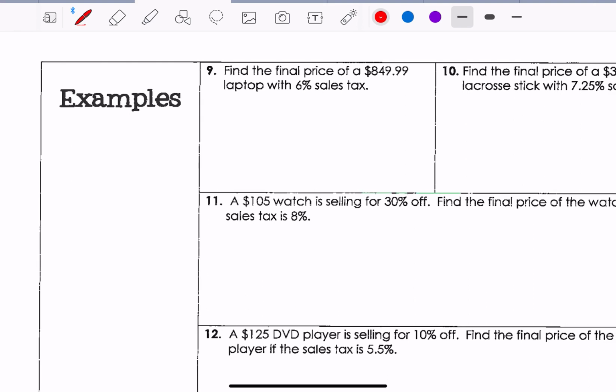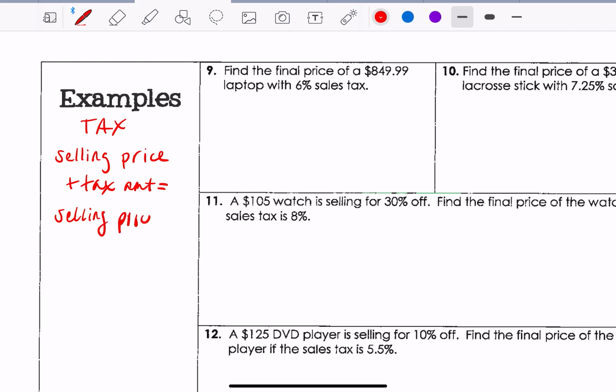So over on the left here, I just want to kind of review this. So tax, right? You're going to take the selling price. So when I say selling price, that's not always going to be the original price, because the original price may have been discounted, it may have been marked up, but the price they're selling it at is what you're going to pay tax on. So you're going to take your selling price plus whatever that tax amount is that you figure out, and you are going to have your new selling price with tax. Okay, that's going to be what you're going to pay.